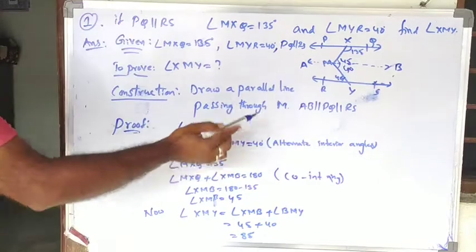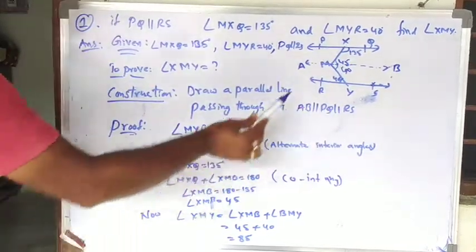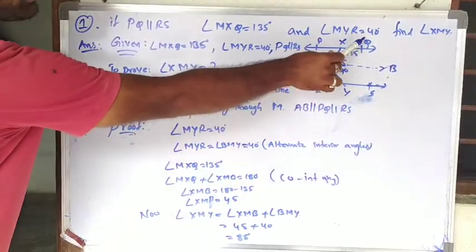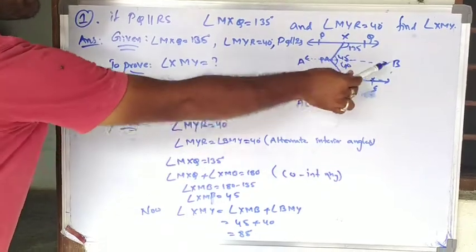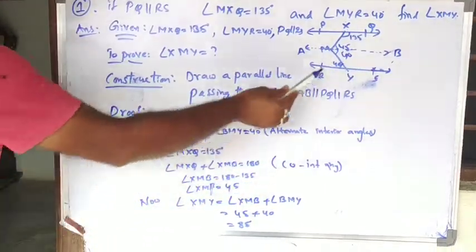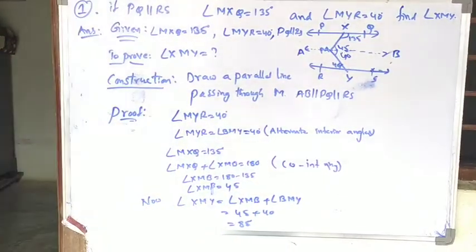He is asking for the big angle XMY. XMY is the combination of two small angles, that is XMB and BMY. So 40 plus 45 gives us 85 degrees.